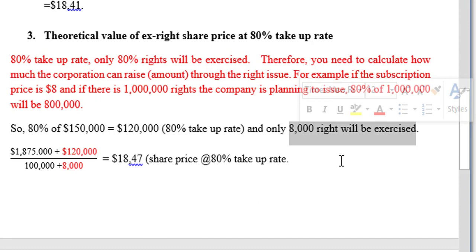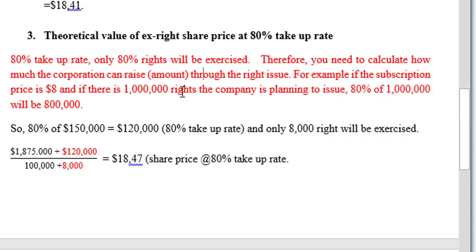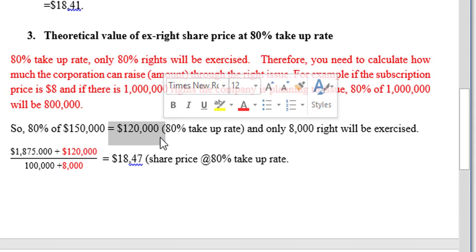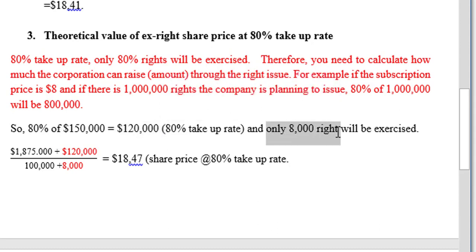Since it is non-renounceable, you need to understand the difference between renounceable and non-renounceable rights. If the right is renounceable, and the holder decides not to exercise it, he can sell it to a third party. In this way, he's not going to lose anything. However, if the right is non-renounceable, then he cannot sell it to a third party, and if the owner decides not to exercise the right, then that particular right will be forfeited. So at 80% take-up rate, only $120,000 will be raised from the market, and only 8,000 rights will be exercised. So 80% of 10,000 is 8,000.